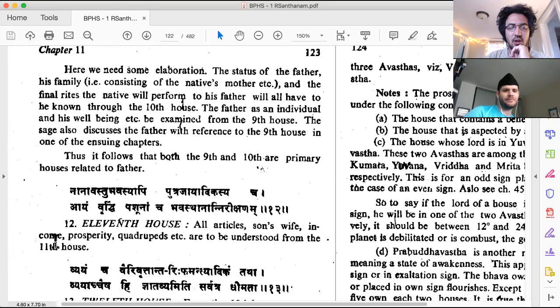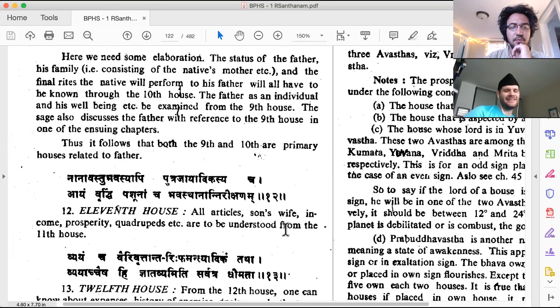Okay, 11th house. All articles, son's wife, because it's the 7th from the 5th. Income, 2nd from the 10th, right? Prosperity, quadrupeds are to be understood from the 11th. You know, this is really the house of gains. The 11th is the simplest house. What do you gain from working, right? What do you gain from karma bhava, doing work, 10th house? You gain the 11th.